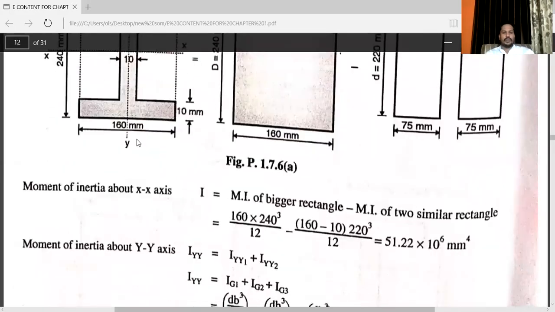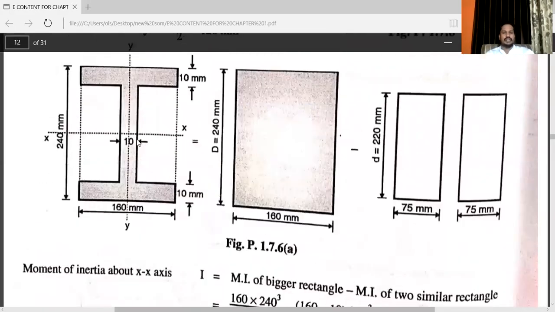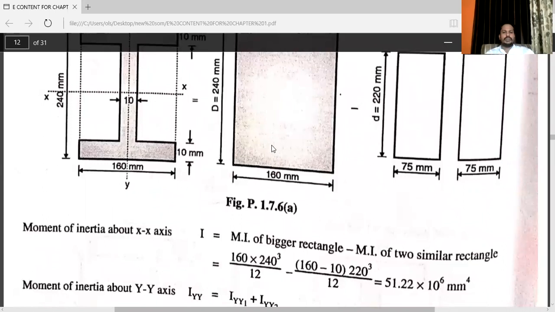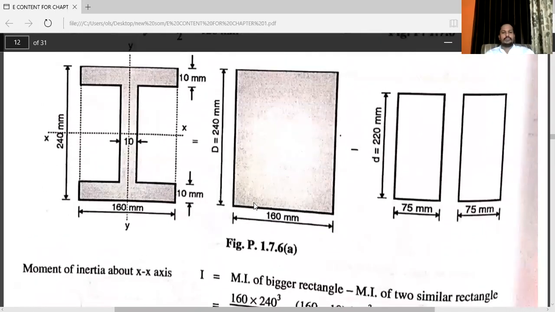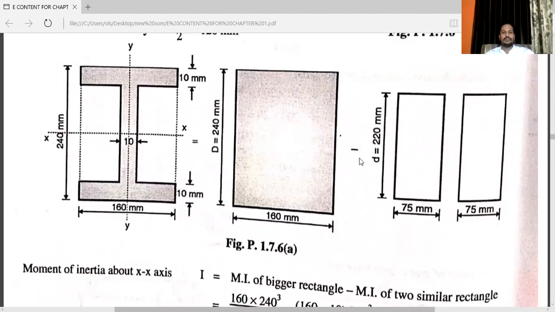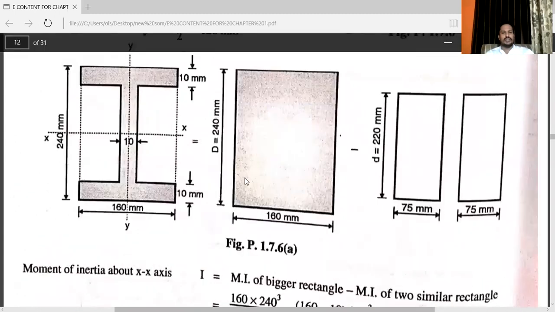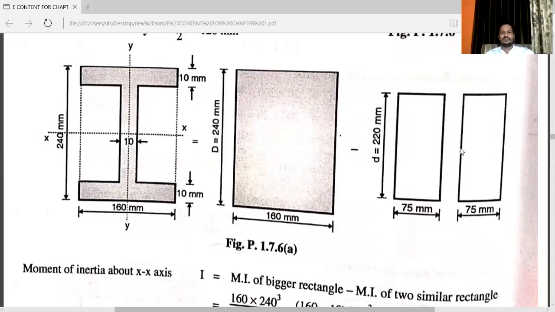Here we have to calculate the moment of inertia about the X axis. So if you take the moment of inertia of the bigger rectangle minus the moment of inertia of the two similar rectangles. Now you can see here, this diagram is nothing but this minus this.